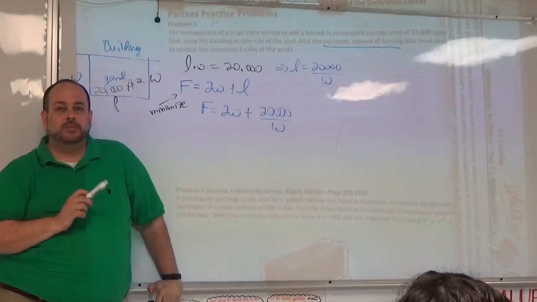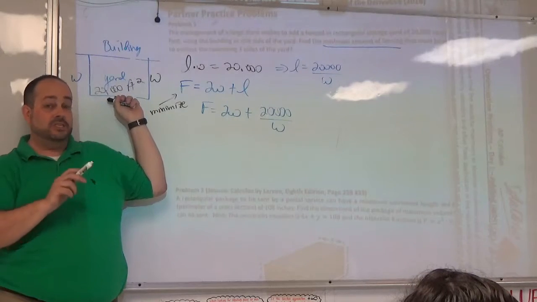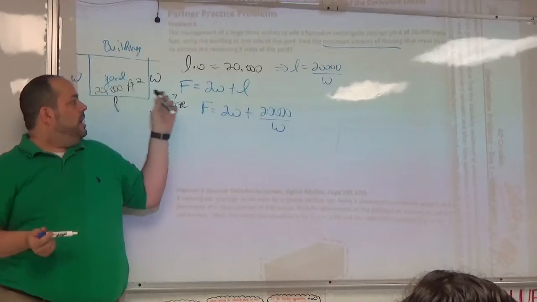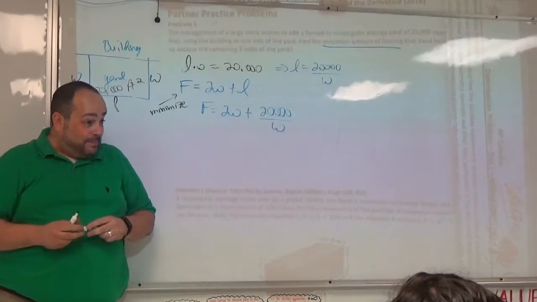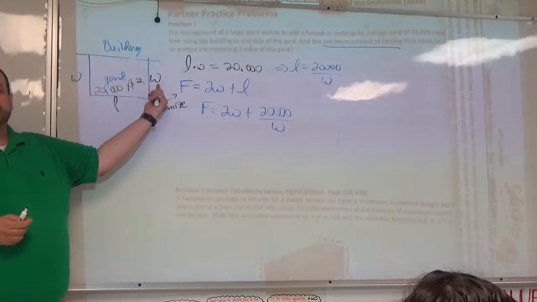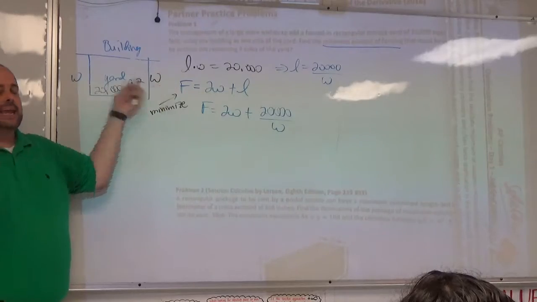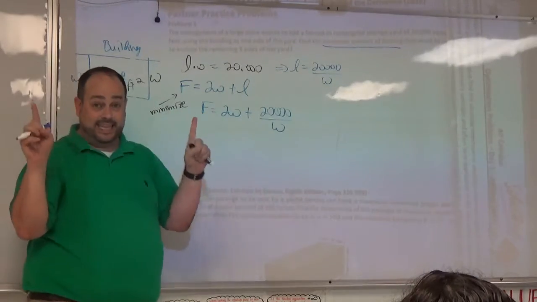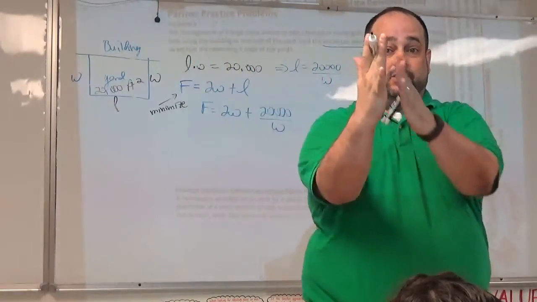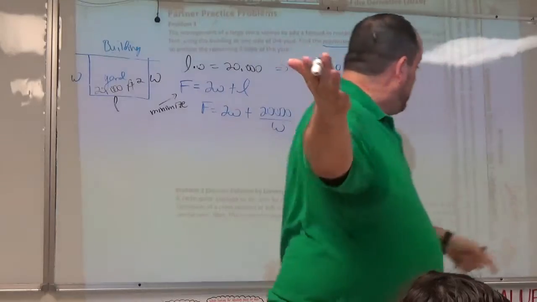What's the smallest width you could have and still have an area of 20,000? I heard zero. The problem with zero: you can't multiply by zero and get 20,000, so the width can't be zero. The smallest it could be is one. Okay, and now this is where we get into faulty thinking. You guys are thinking that the number line goes zero, jump to one, with nothing in between. Steven, what's the domain restriction?